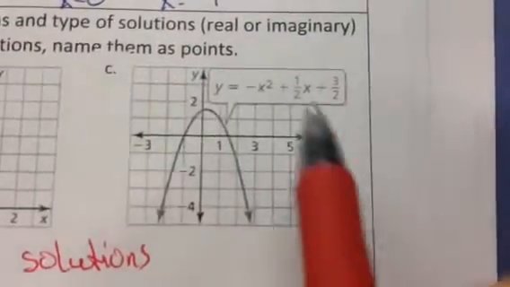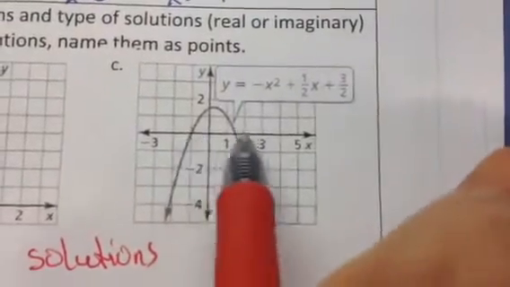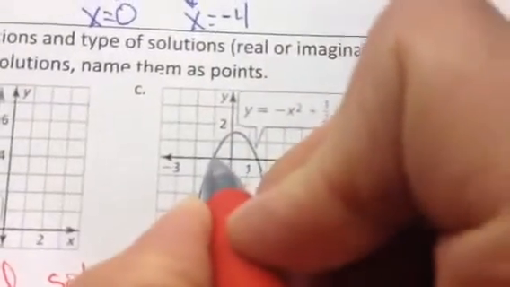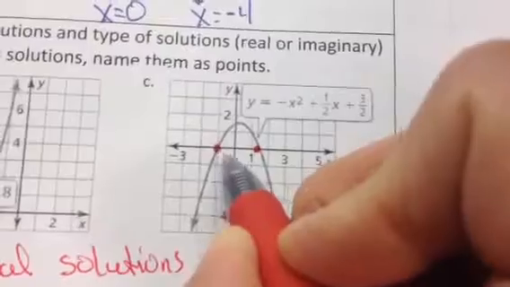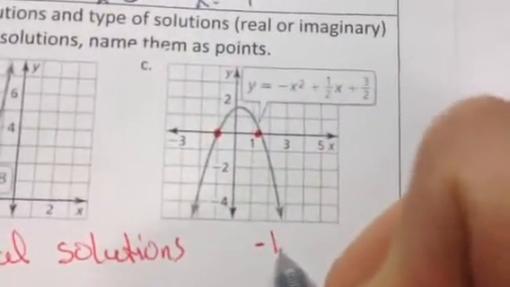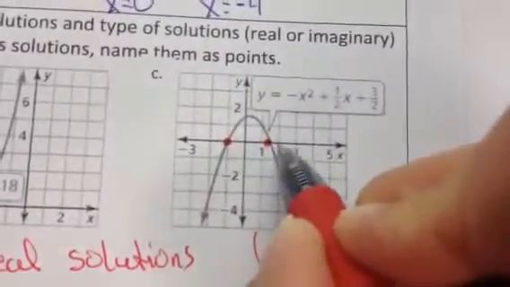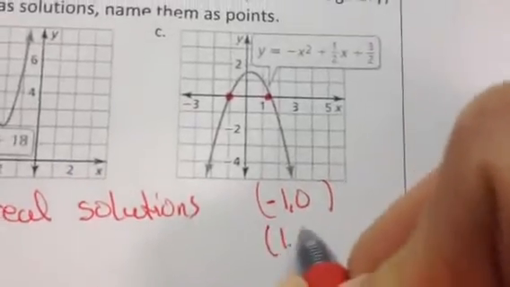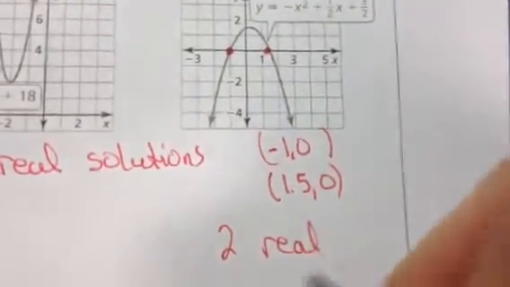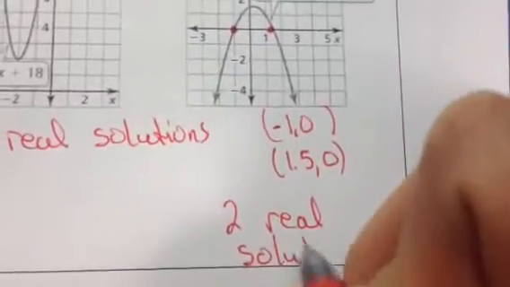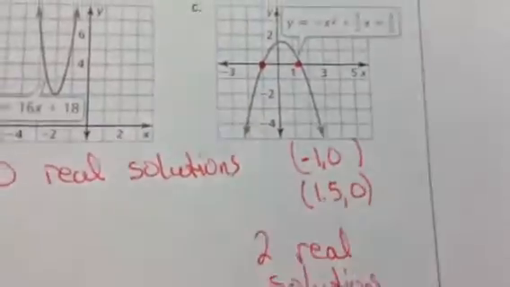Okay, in this problem, how many solutions does it have? It has two real solutions. Here's one, here's the other. I'm going to say that one is negative 1, 0. That's pretty easy to say. And this one, let's just say it's 1.5 and 0. Then I have two real solutions because it's hitting the x-axis twice.